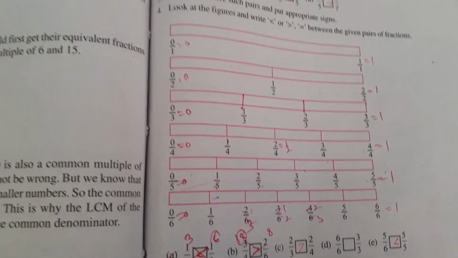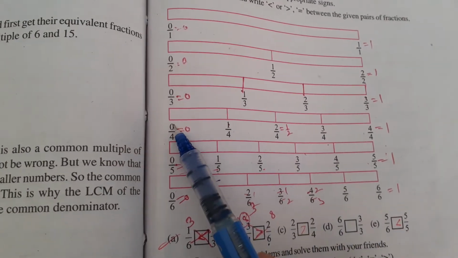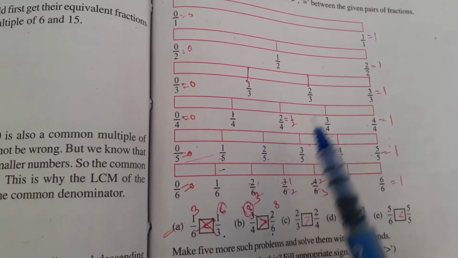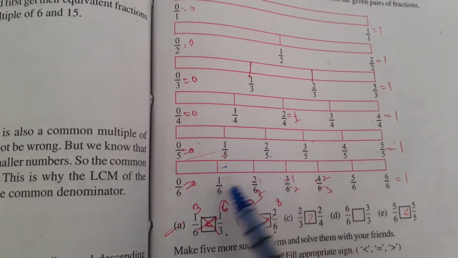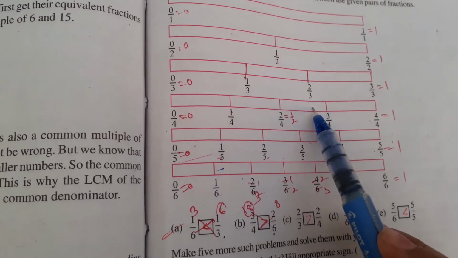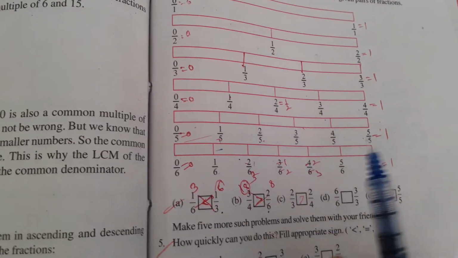Now 3 by 4 and 2 by 6. Where is 3 by 4? From 0 to 3 by 4, here is the length of the strip. And where is 2 by 6? Here is 2 by 6. So which is greater, 3 by 4 or 2 by 6? 3 by 4 is greater. So in this way you will compare all the fractions by looking at the length of the strips.